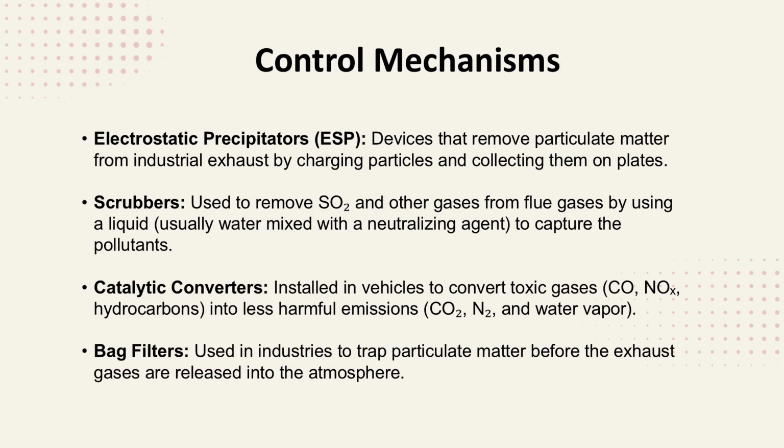Control mechanisms. Electrostatic precipitators remove particulates from industrial exhaust. Scrubbers remove sulfur dioxide from flue gases using water and neutralizing agents. Catalytic converters are installed in vehicles to convert toxic gases into less harmful substances. Bag filters trap particulate matter in industrial exhaust systems.